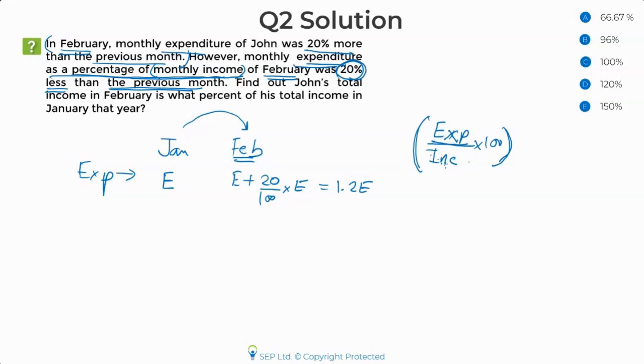Now, I don't know the income. I have no clue. There's nothing given about income, right? So what I would do is very quickly write down income. Now, notice one thing here. I don't have a direct relationship between the incomes. I don't know what it is. So if I want, I can assume this as, say, IJ and IF. Okay, I don't know what they are, but what I know is that the expenditure.